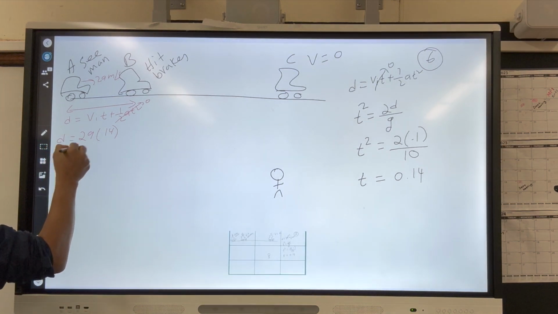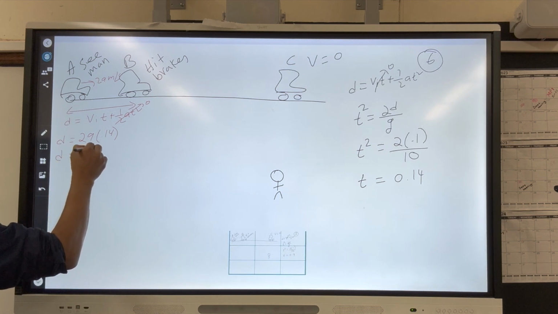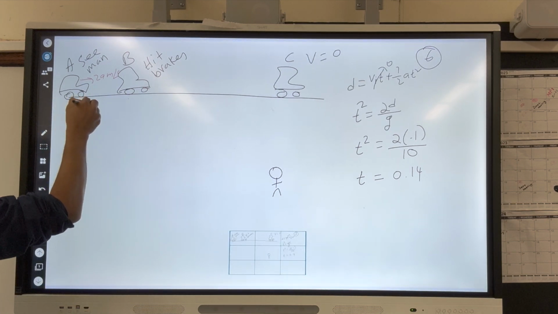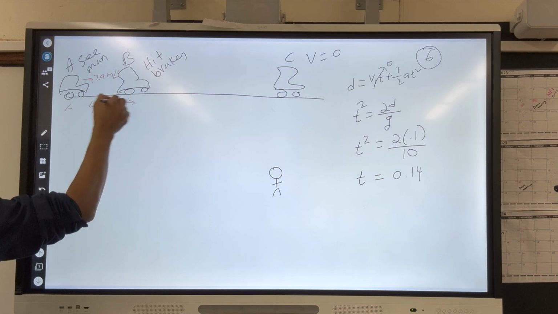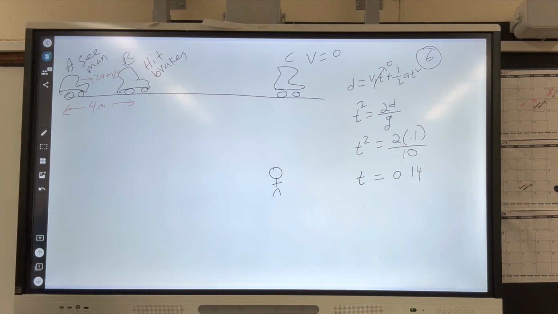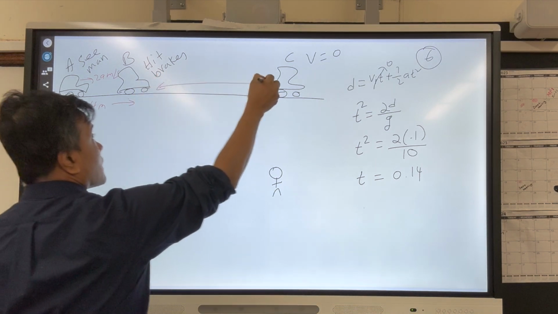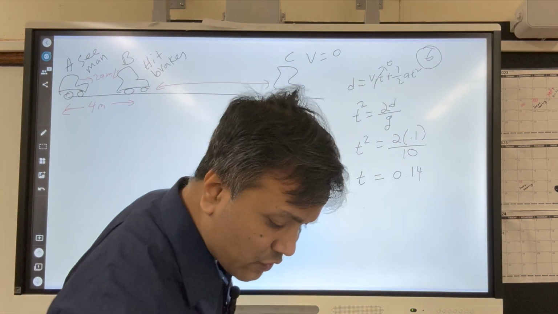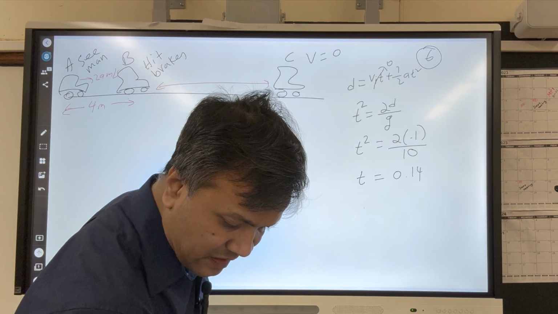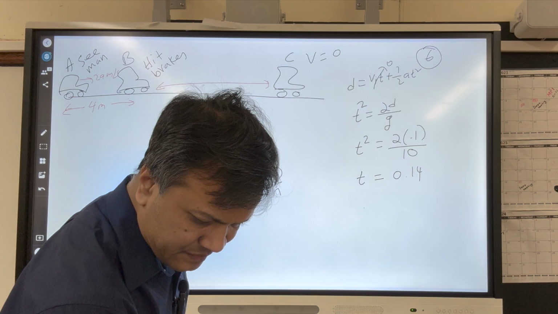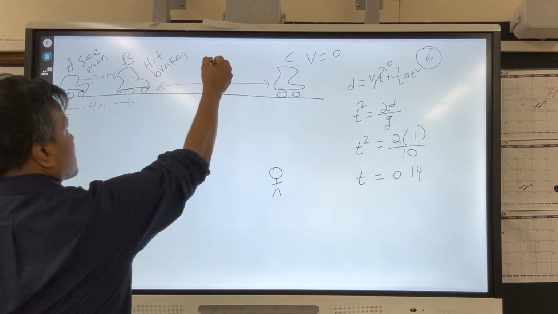D is 4.06. Let's say 4. All right, so you move 4 meters before you hit the brake. Okay, let's see how far did you move. Your acceleration, what is the acceleration? Some of you wrote acceleration is, what is it? 5 meters per second.